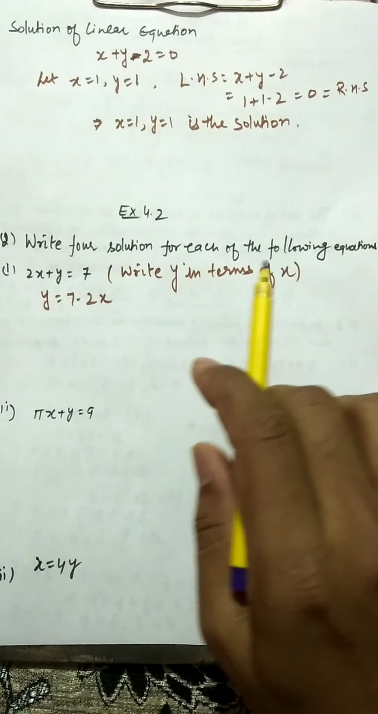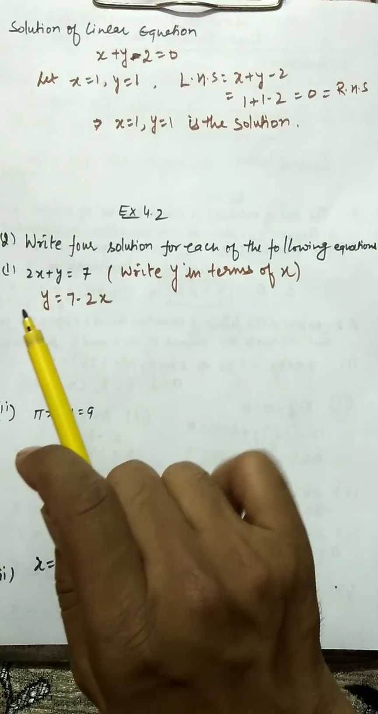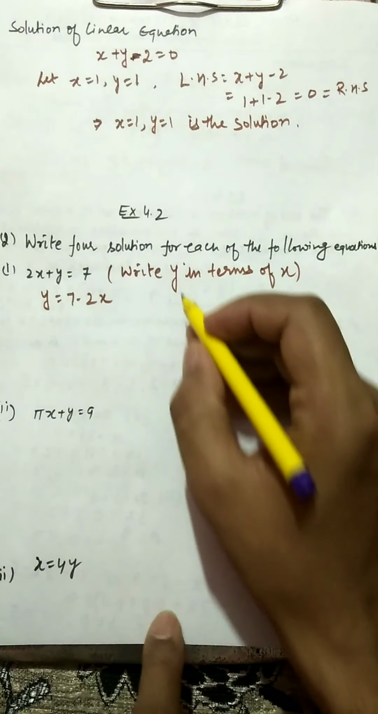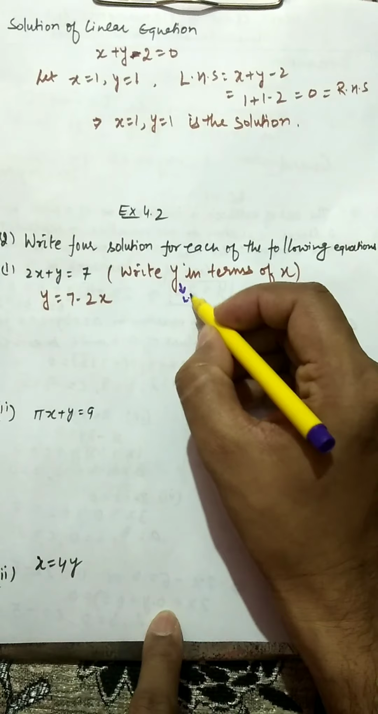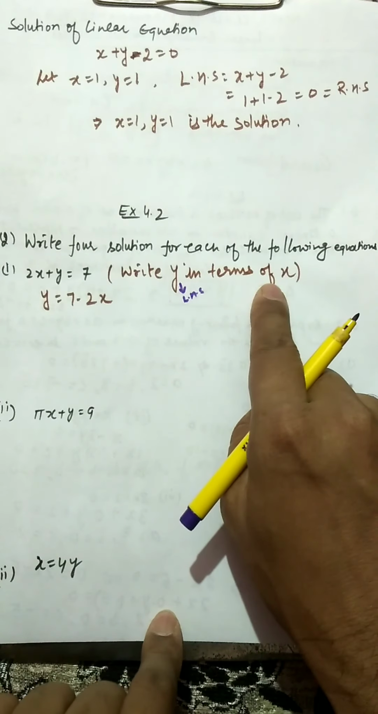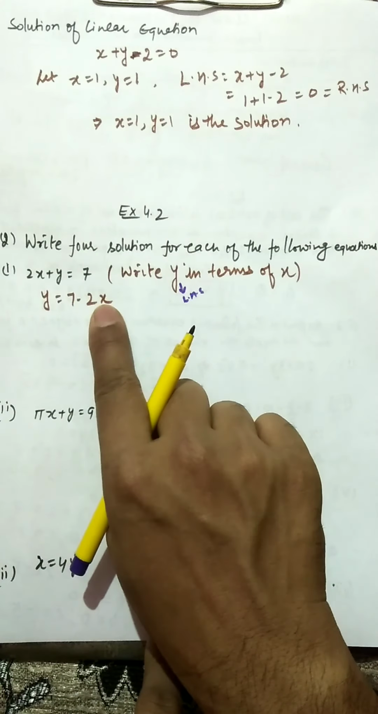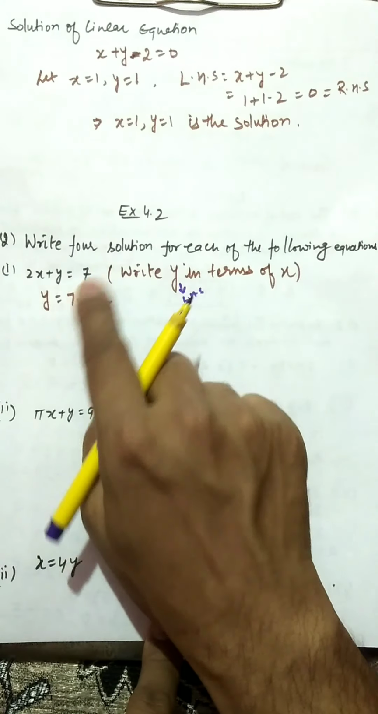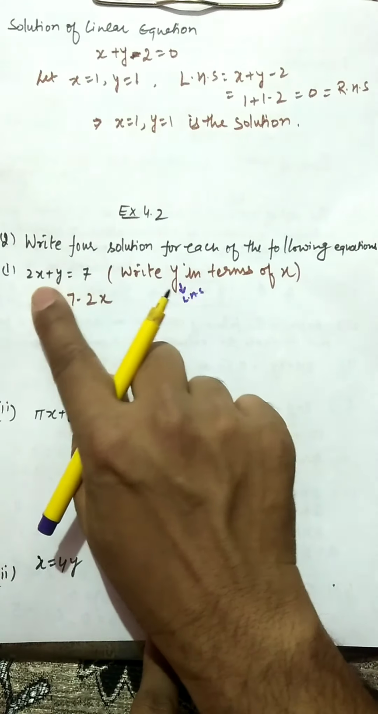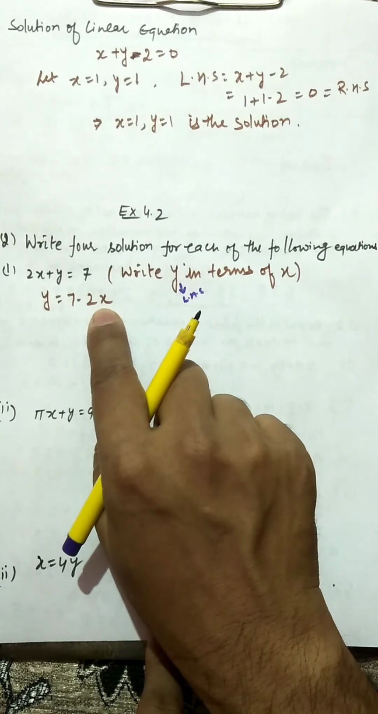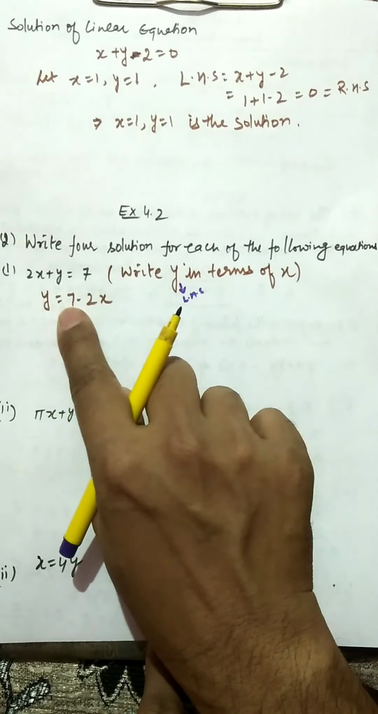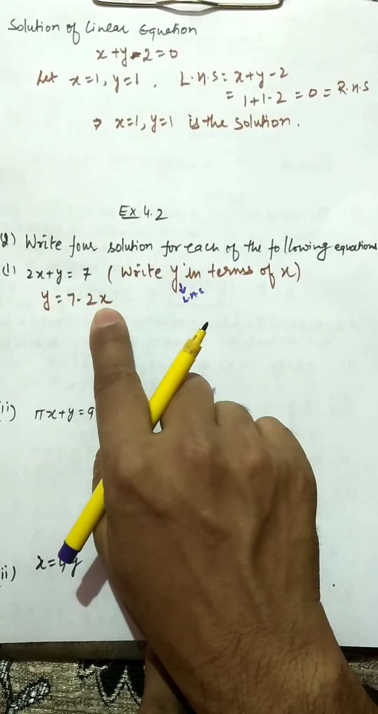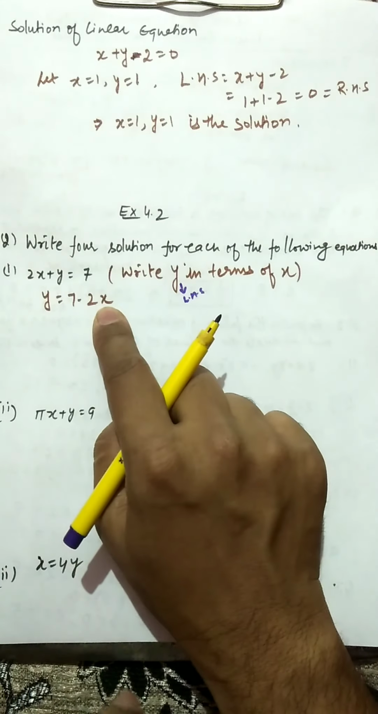See, write y in terms of x simply means you take y on the left hand side and the rest of the things you take on the right hand side. So you can see that y I have kept on the left side, and 7 is already on the right hand side. So 2x I also brought into that right hand side. So this statement is y in terms of x. Now we have to find 4 solutions.